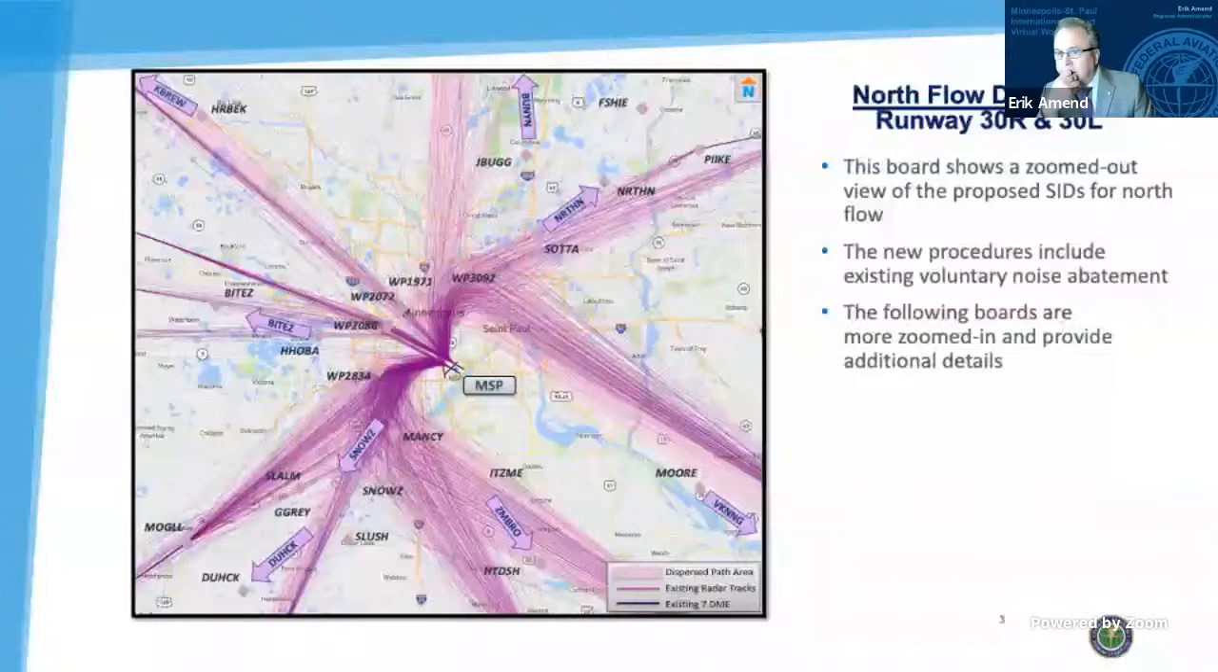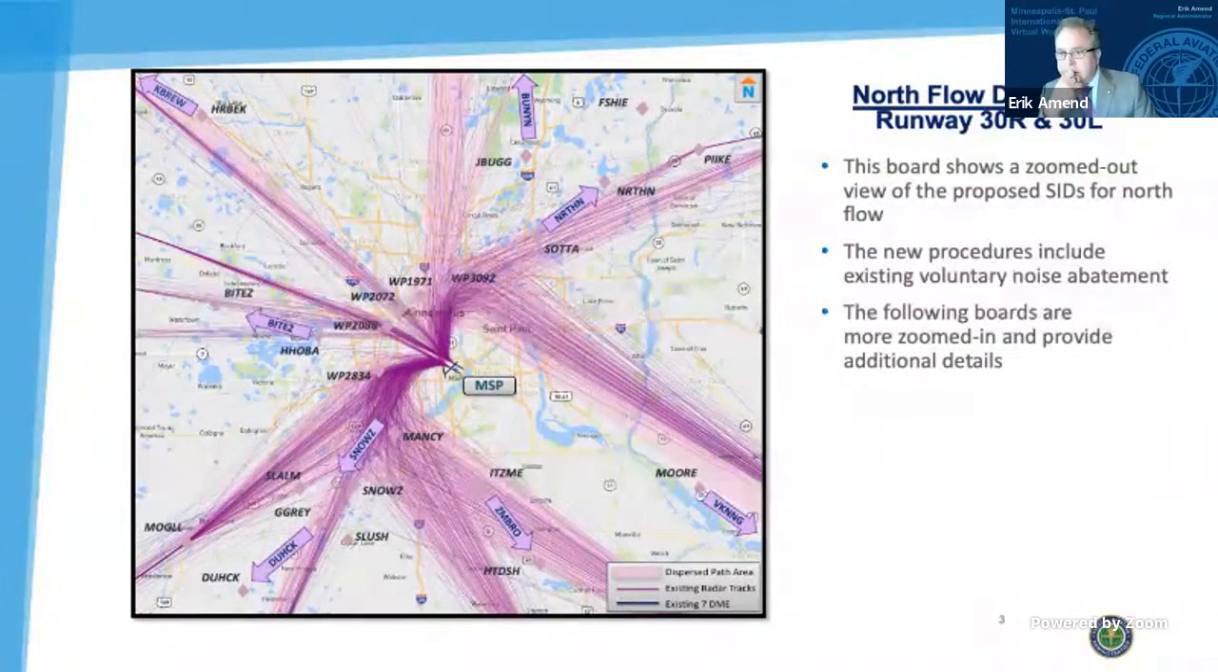Looking at this, I'd like to ask our support folks to bring up board number 3. There it is. Here's a question for Matt, and then maybe Robin, if you want to weigh in. What areas of Edina will be impacted? Hopefully I said that correctly. Edina will be impacted by this change, and what noise can be expected?